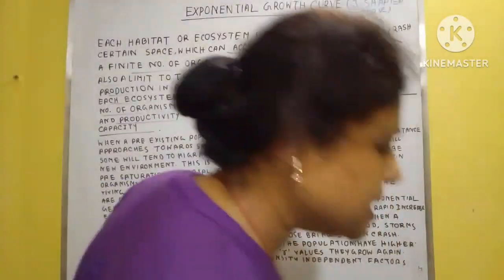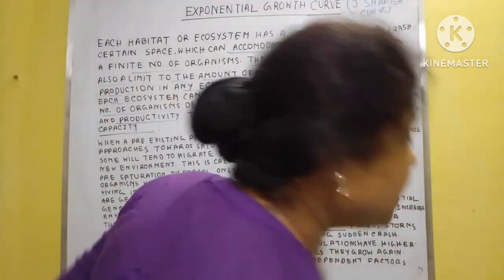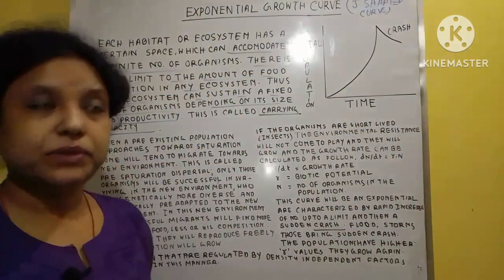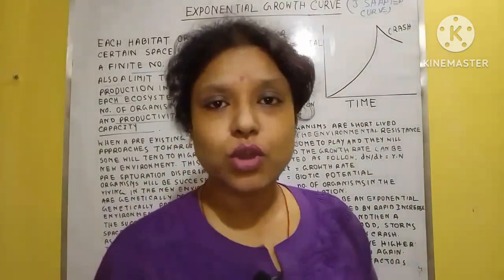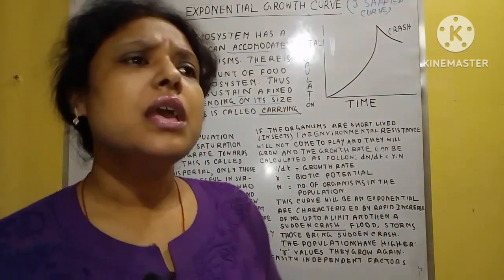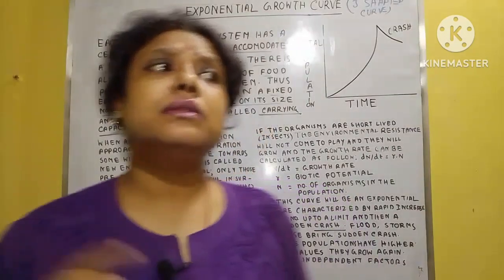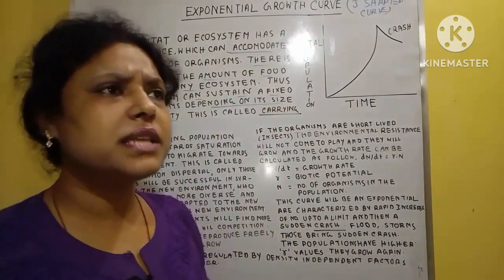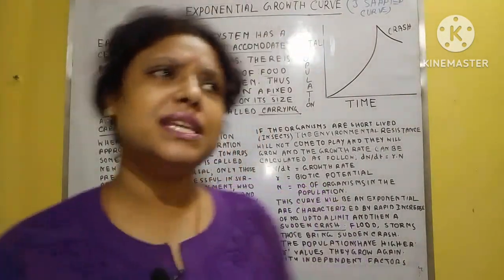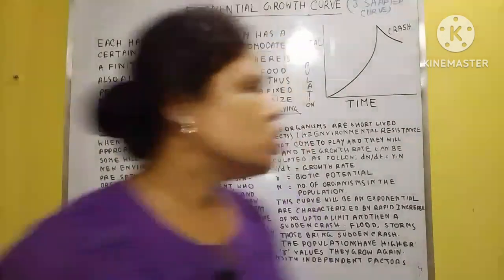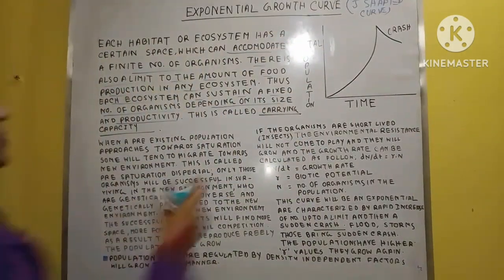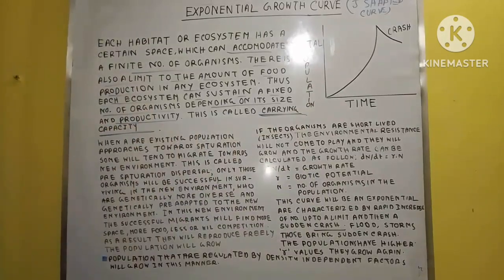The carrying capacity is dependent on their size and productivity. If size is greater, then productivity is not greater. But if size is very small, like an insect, then the reproduction, or the production of individuals, is very high. So this is called the carrying capacity.